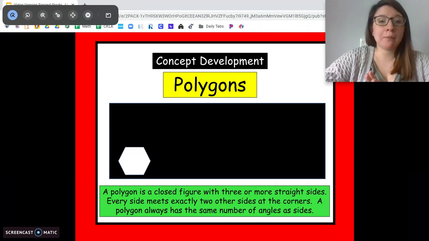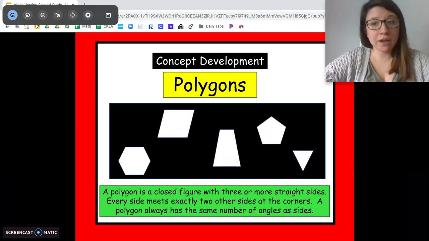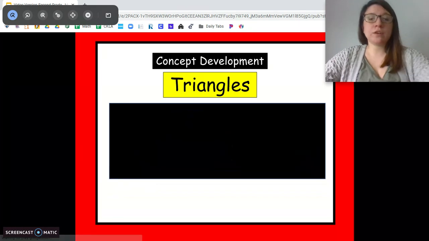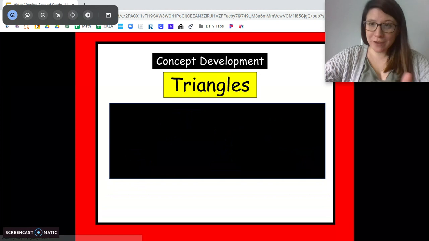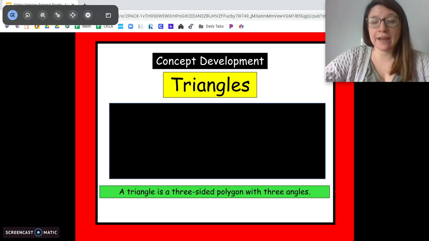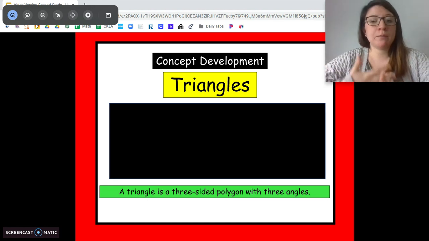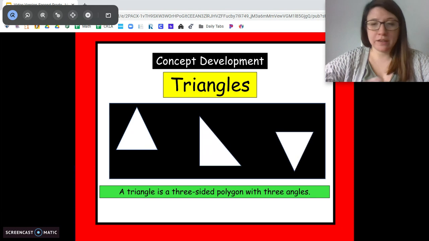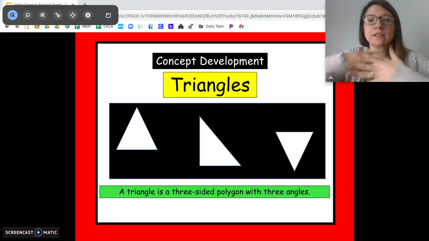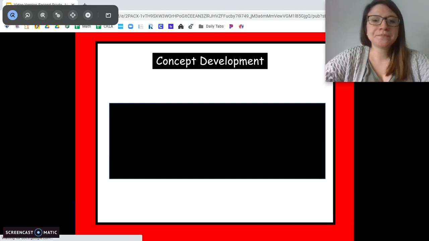We're going to be talking about a couple of different types of polygons and naming them by their names and their attributes. So the first polygon we're going to talk about are triangles. We know triangles. A triangle is a 3-sided polygon with 3 angles. Remember, polygons have the same number of sides as angles. There are some triangles. 3 sides, 3 angles. Doesn't matter how they look. If they have 3 sides, 3 angles, it's going to be a triangle.